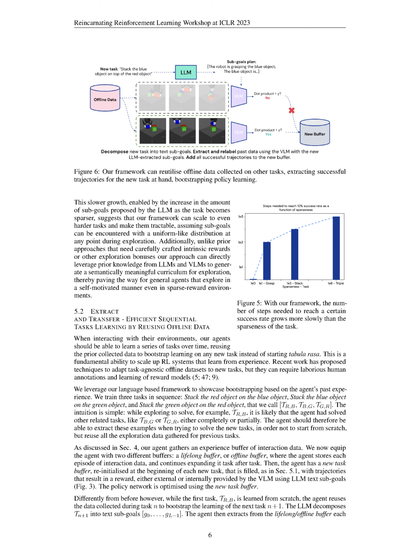However, unlike before, while the first task, T(R,B), is learned from scratch, the agent reuses the data collected during task N to speed up the learning of the next task, N+1. The LLM breaks down T(N+1) into text subgoals. The agent then extracts each stored episode N from the lifelong offline buffer.